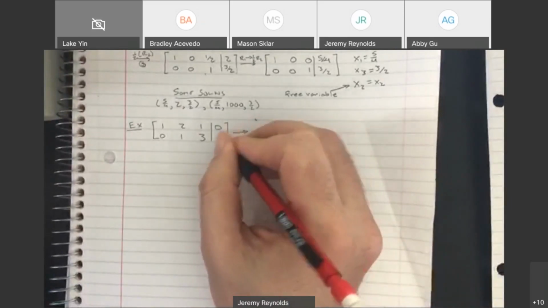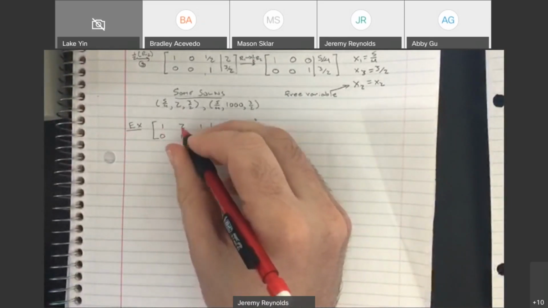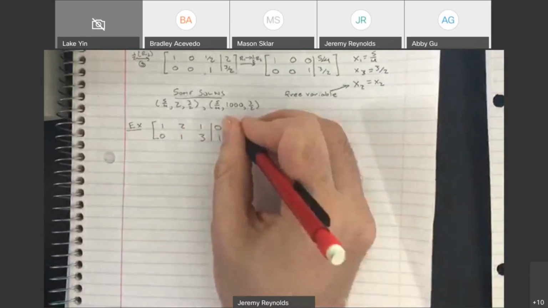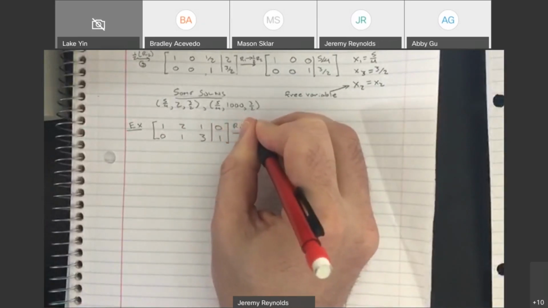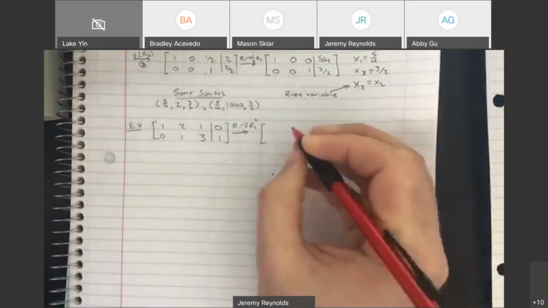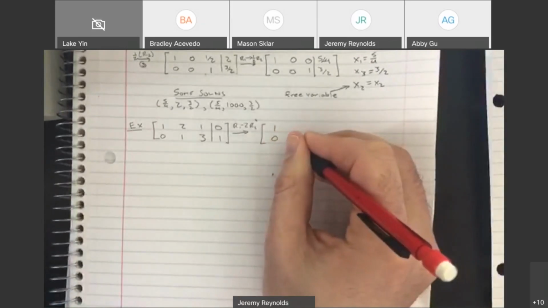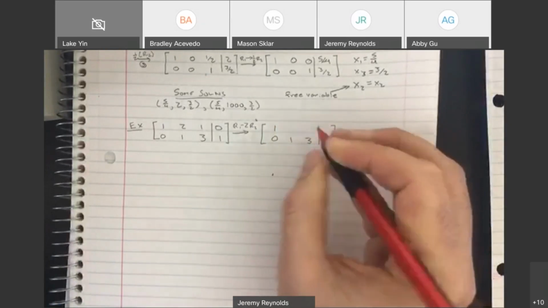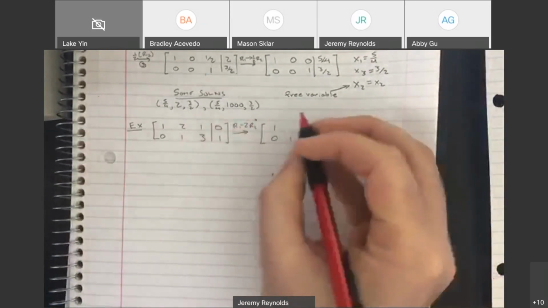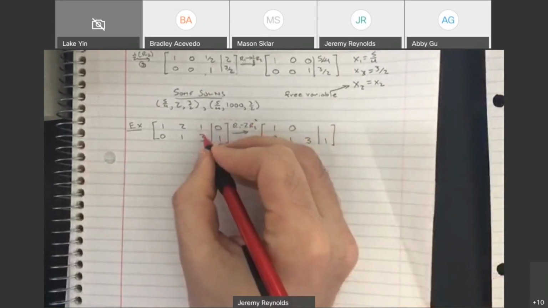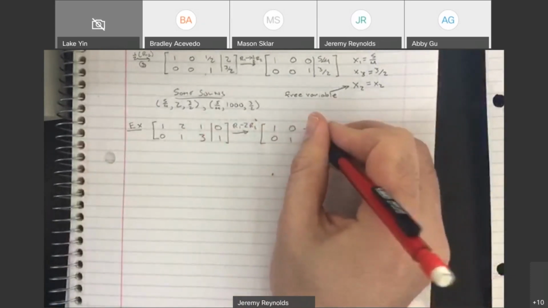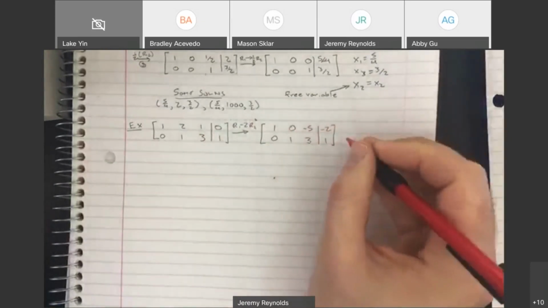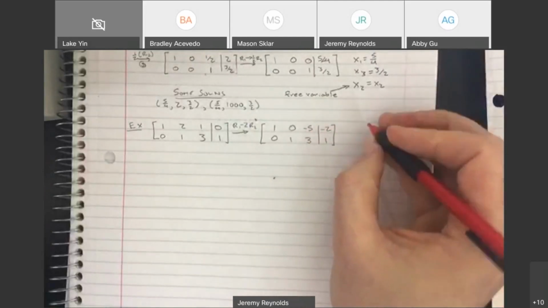So what do we have to do? We have to get rid of this so that the only non-zero entry in this column is this 1. So we're going to do row 1 minus 2 row 2. And row 2 will stay the same. And we're doing 2 minus 2 times 1 is 0. 1 minus 2 times 3 is going to be negative 5. 0 minus 2 times 1 is negative 2. Now this is in reduced echelon form.